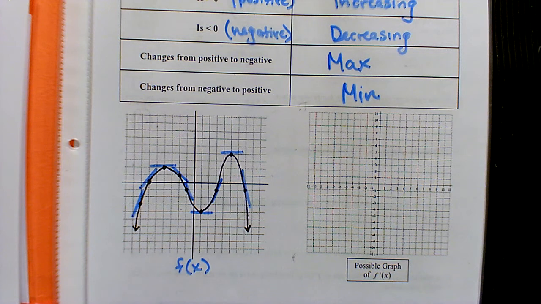Okay, only touching the f of x graph at those spots, just once. So what we're going to try to do is estimate, because this is just a picture after all, we're going to estimate the slopes or derivatives at these points and plot our results on this new graph. That would give us the graph of the derivative.